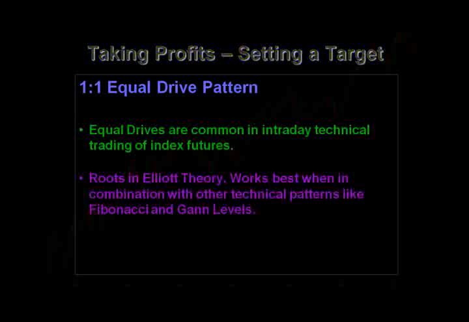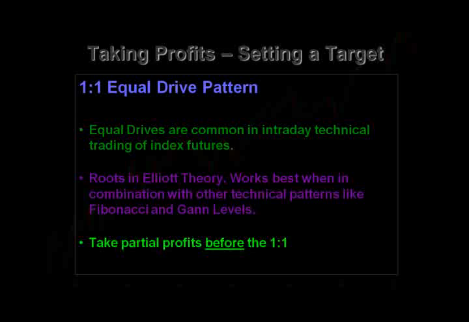It's common in intraday technical trading of index futures. So when people are trading the Dow and the S&P futures, people can use these levels, and the roots of it are based in Elliott theory, which I don't really subscribe to, and also Fibonacci and Gann levels. But in terms of practical use of one-to-one, I think that it's really not very useful for us. So what I do is I make a different version of it, a much more conservative version of it that has a huge probability of making sure that our first profit targets are hit.